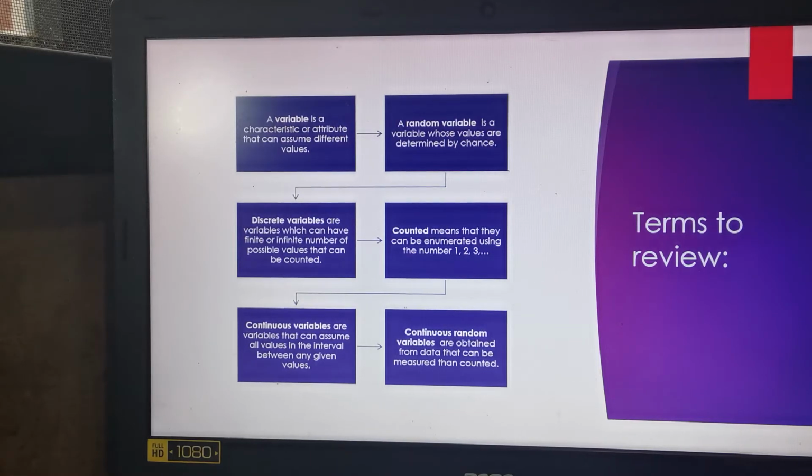Okay, how about years? It depends. If we say years are counted, they can be enumerated like 1 year, 2 years, 3 years. Okay, but if we say age, it is already measured. Age is a continuous variable. Okay, so let us proceed.